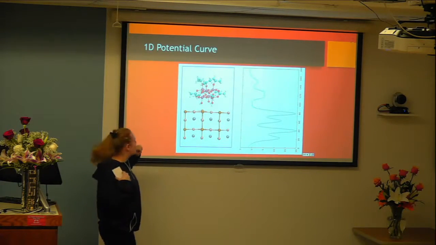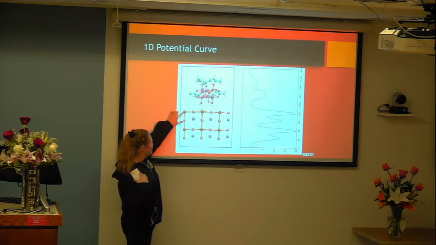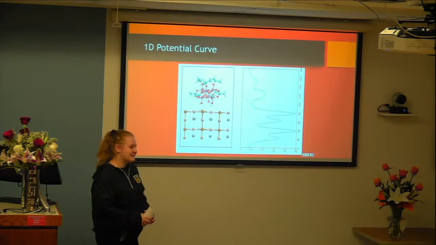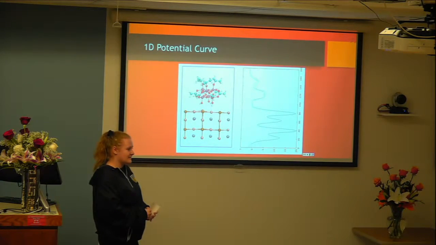So the lead are the tan colored ones. The cesium are the blue ones that are kind of like inside of the cages, and then the bromine are the more reddish ones. Okay. So that's perovskite? Yes. Are there any other perovskites?